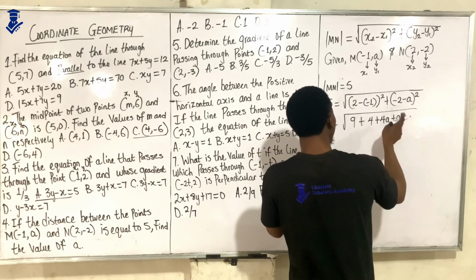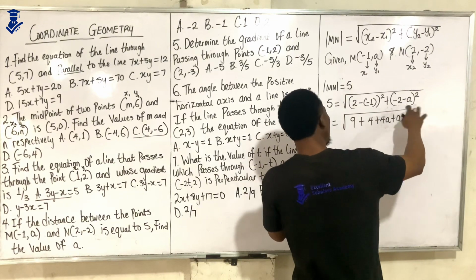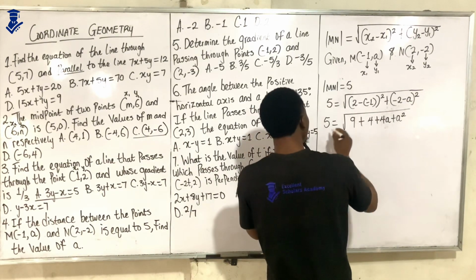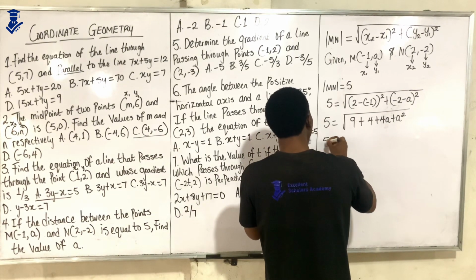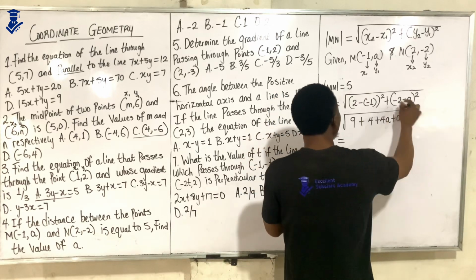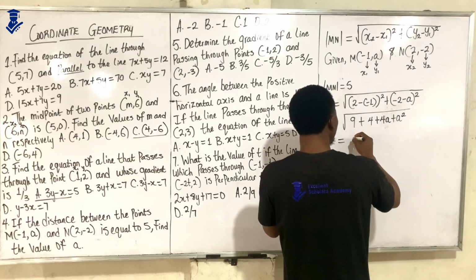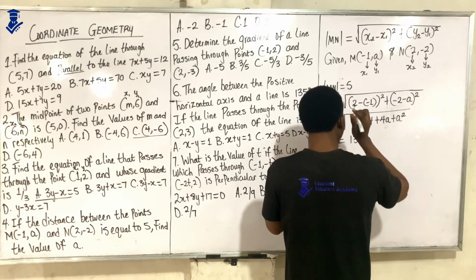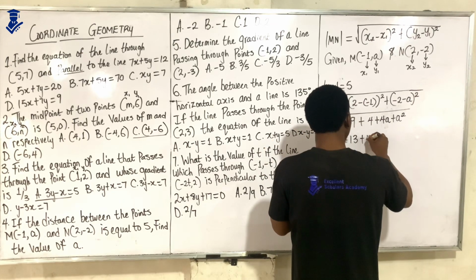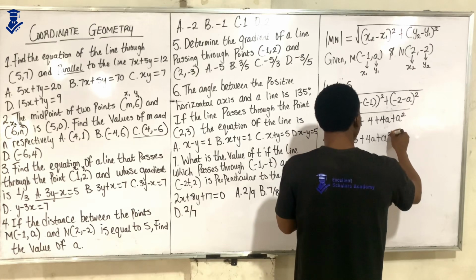Now, the next thing we're going to do is we're going to take the square of both sides. So the square root here we can eliminate. So we're going to take the square of both sides. So it becomes 5 squared is equal to, when you take the square of this side, the square root goes out. So we have 9 plus 4. That gives us what? 13. Alright? That gives us 13 plus 4a plus a squared.